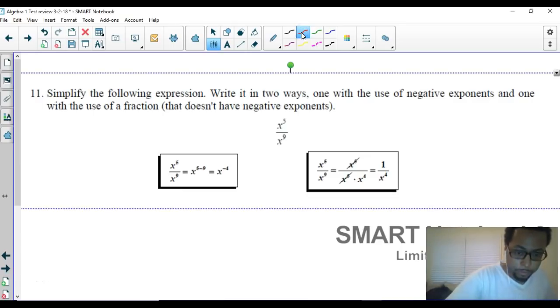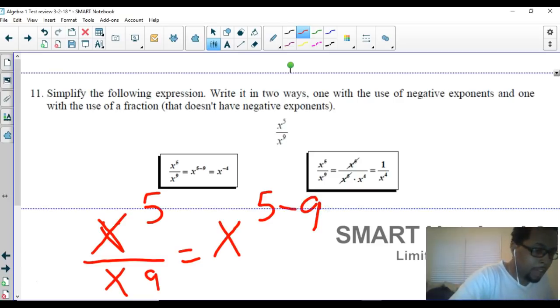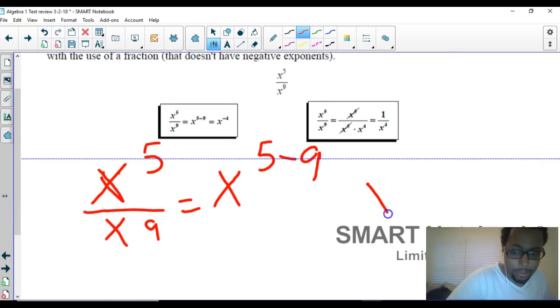Again, when you divide fractions, you are really subtracting them. Do not forget that when you divide fractions, you're really subtracting them. So you're really doing 5 minus 9. Now, it's okay. You can have negative exponents, but you got to simplify them. 5 minus 9 is negative 4.